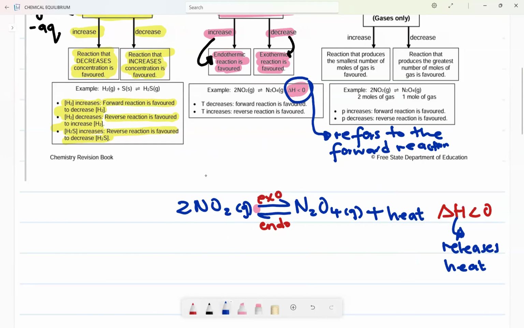Let's move on. Now let's say the temperature decreases. Which reaction will be favored? I want you to see this disturbance. Remember how I always start? I start with the disturbance. Where is my disturbance? On the heat. The temperature is decreased. Remember, temperature comes in the form of heat, right? Now the temperature is decreased, so our heat here is decreased.